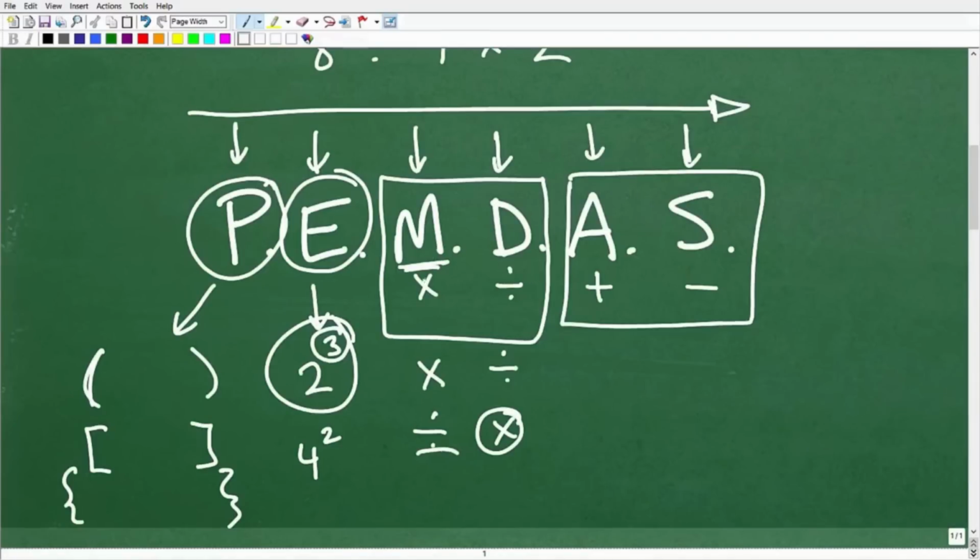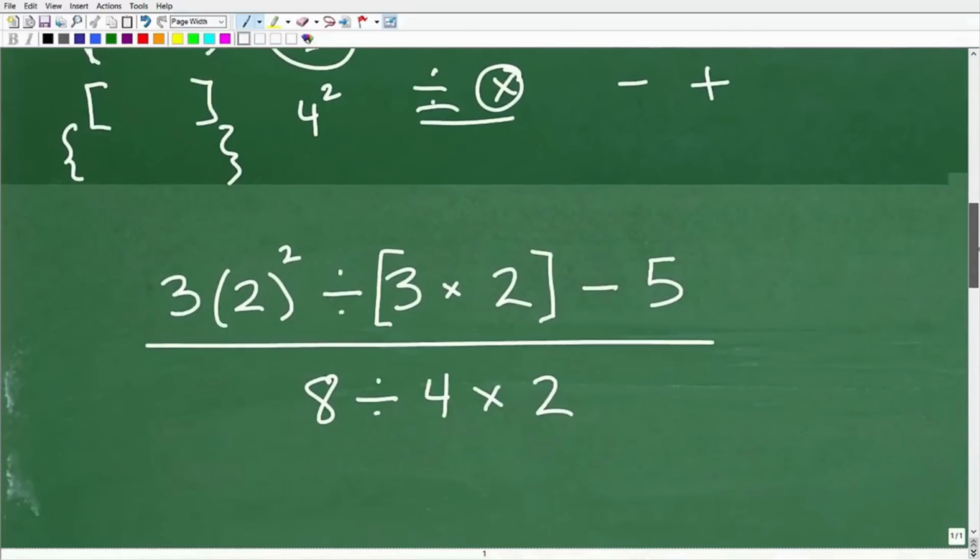Okay, it's whatever you see first. So if you see multiplication before division, do it that way. If you see division and then multiplication, then that's what you're going to do. And same thing applies for A and S, addition and subtraction. You're going to do addition or subtraction, whatever you see first, from left to right. Okay, so hopefully this has kind of cleared up a lot of your confusion, if you had any, or strengthened your understanding of PEMDAS. Now let's get to the problem here.